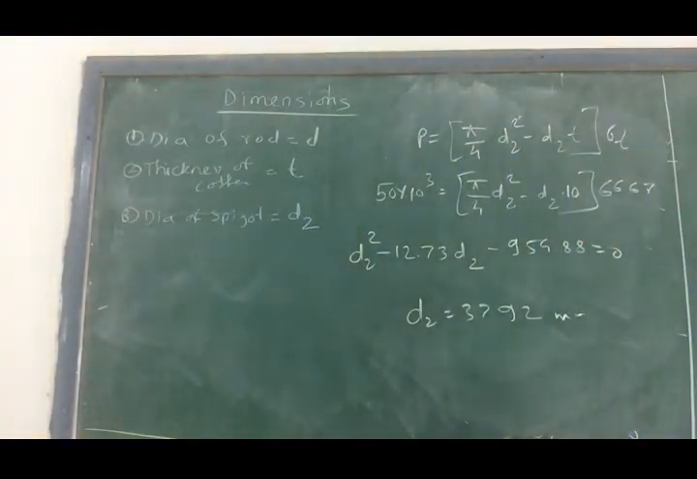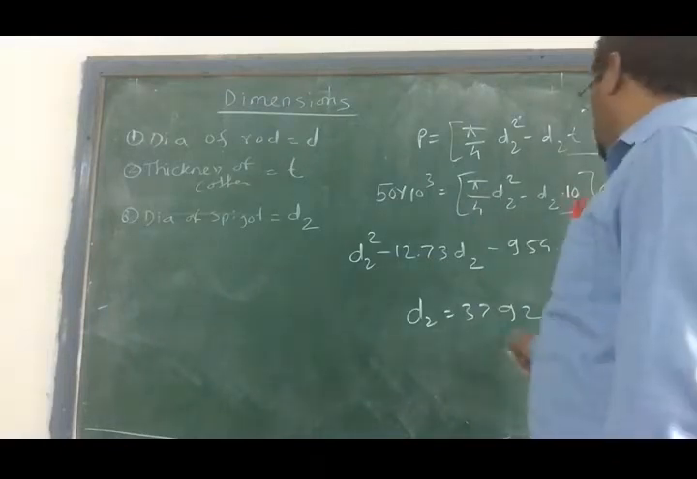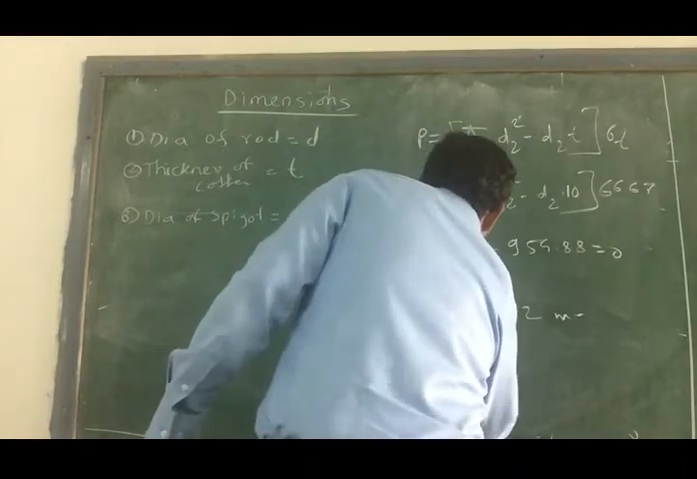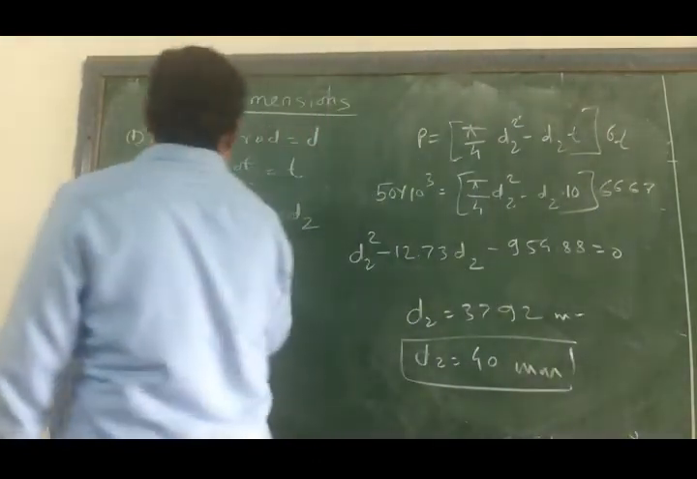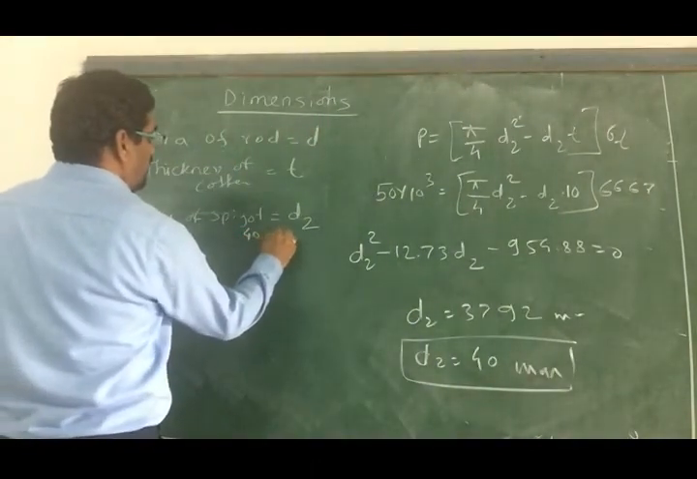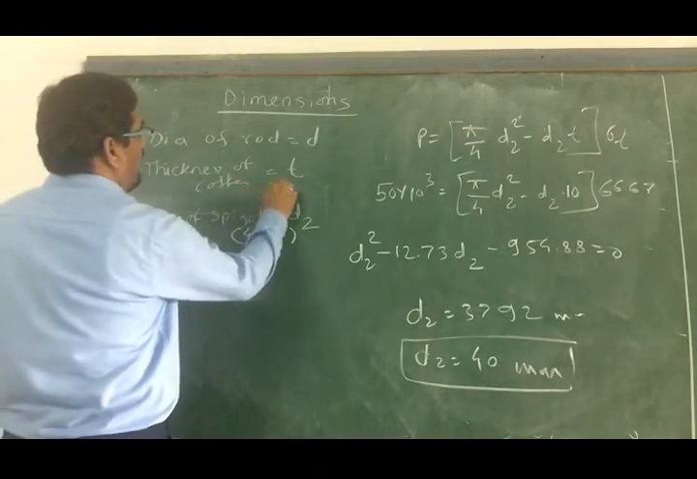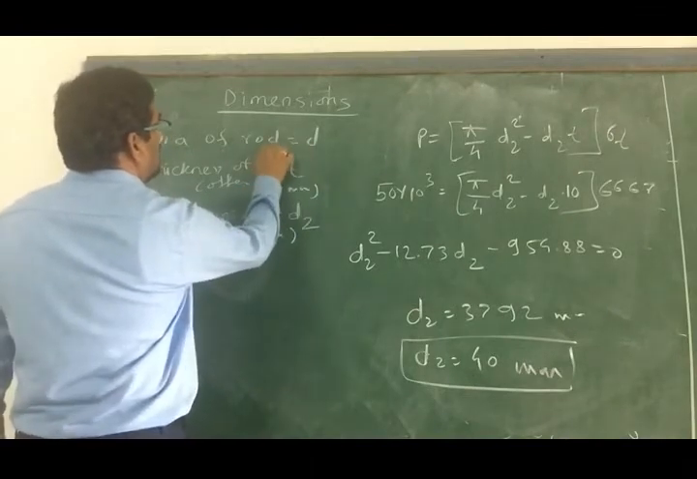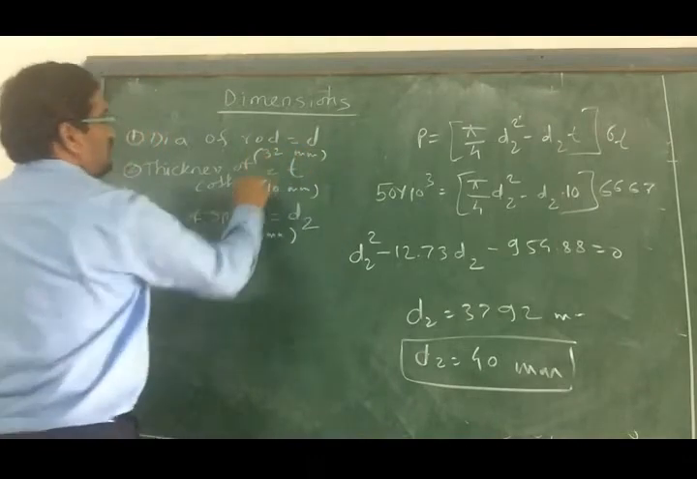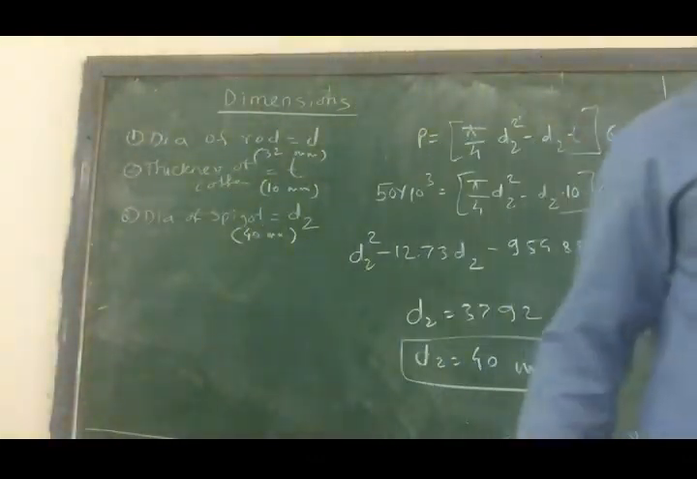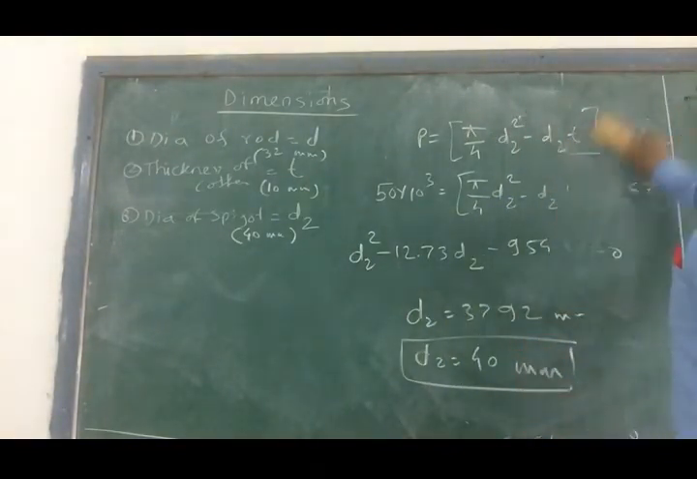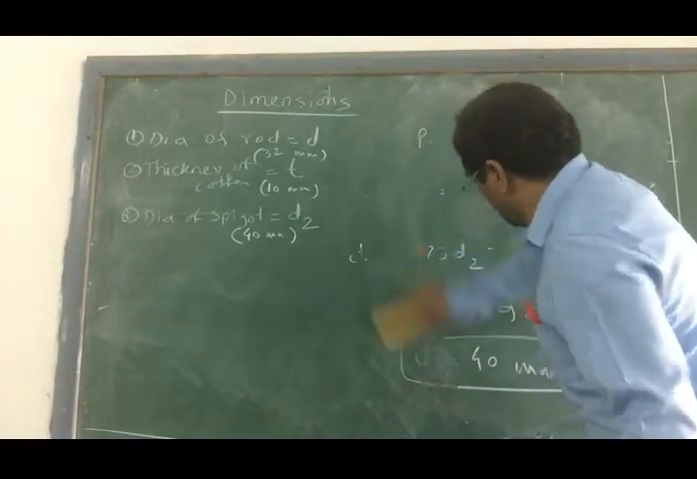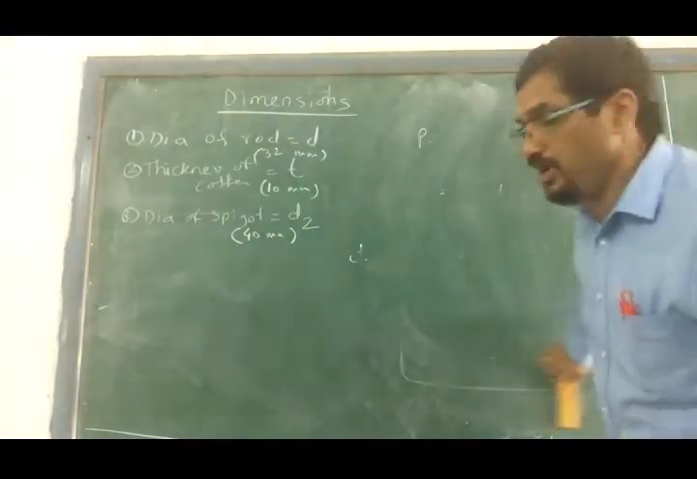So we are doing the third step now. The diameter we got is 37.92, so instead of 38, we will take it as 40 mm. So the diameter of the spigot we got as 40 mm. We write it down. We got 10 mm, and this was 32 mm. So slowly we are getting one dimension after another, right? This was the diameter of the spigot.